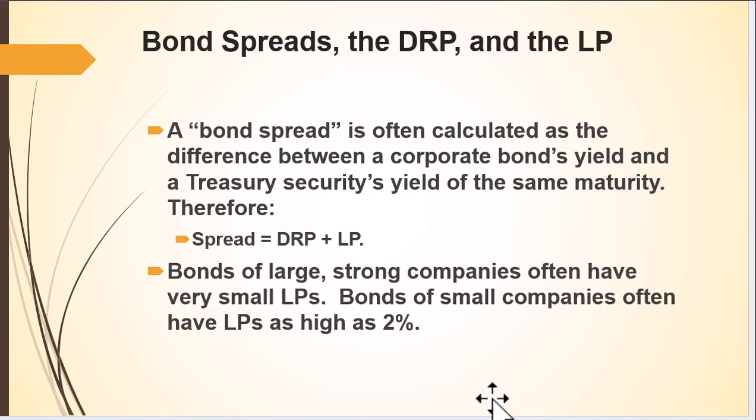Now, what's the relationship between bonds and their yields at different levels of default risk? The bond spread is a pretty simple calculation: the spread equals the default risk premium plus the liquidity premium. Bonds of large, strong companies will have very small liquidity premiums. Bonds of small companies often have some pretty high liquidity premiums, maybe as high as 2%. So let's see how we can work this through some numbers.